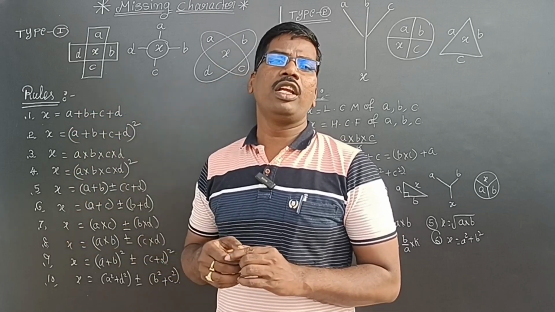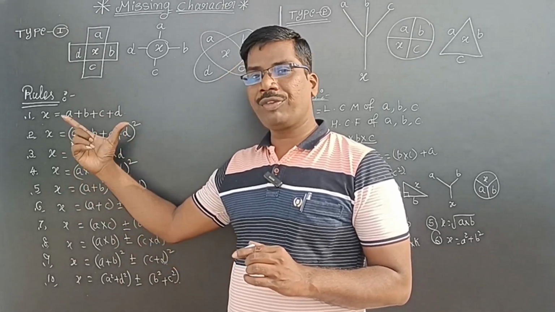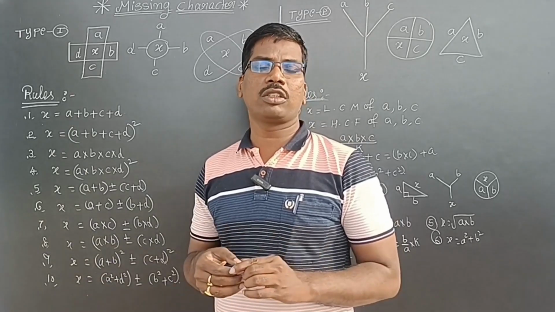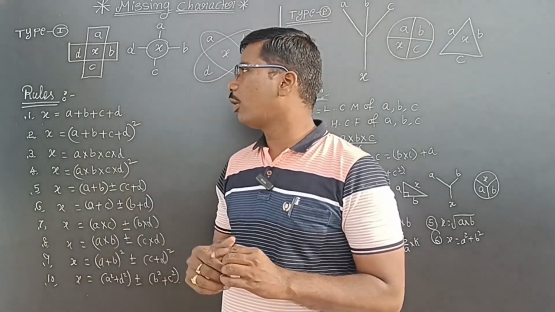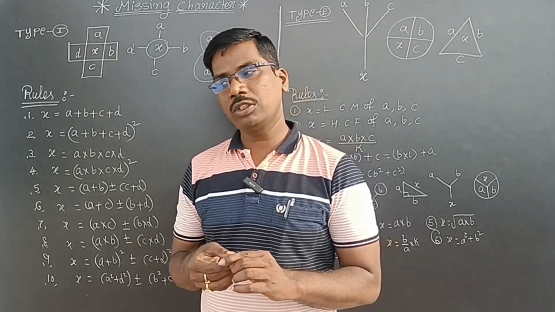Actually, this is a very, very difficult topic, but I am giving you ideas using these. Still so many ideas are there, and you can find the remaining ideas also. If you observe these 10 formulas about these 5 numbers, you can find the missing number very easily. What are those? Let us see.